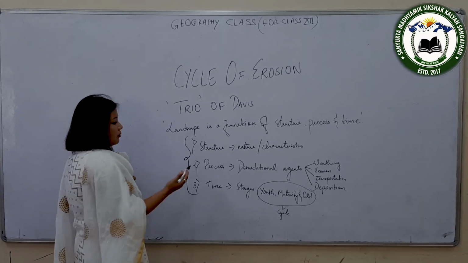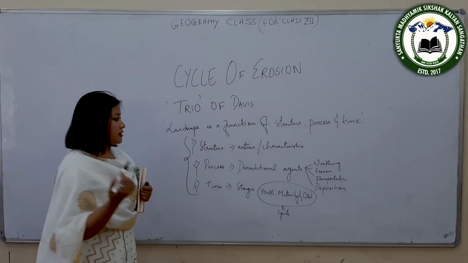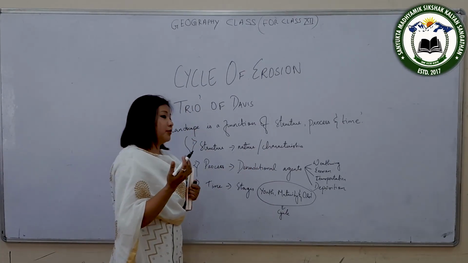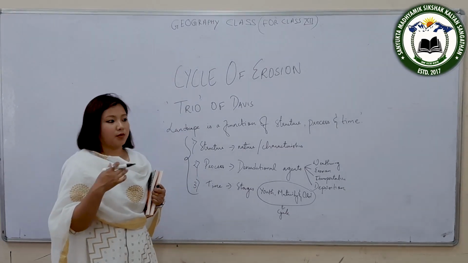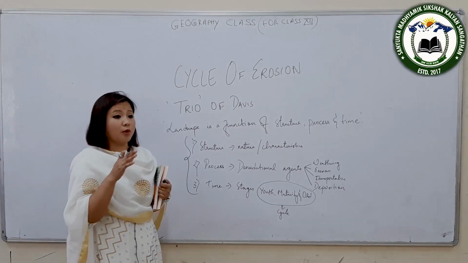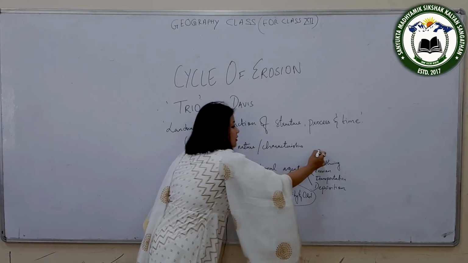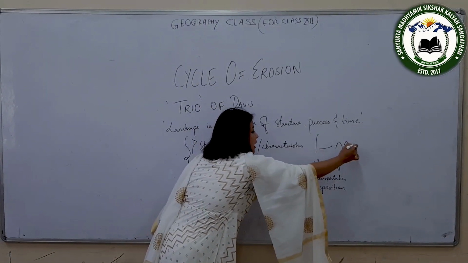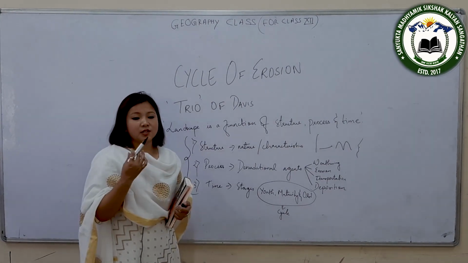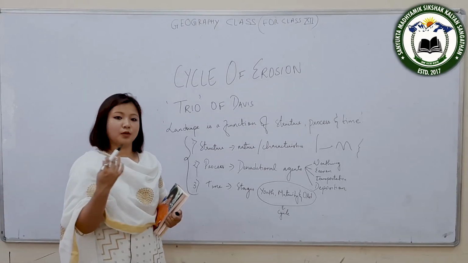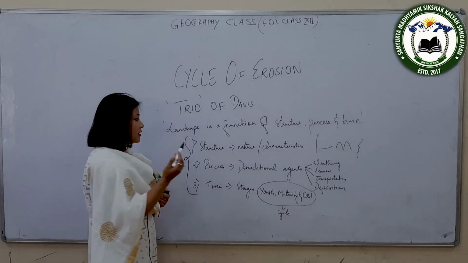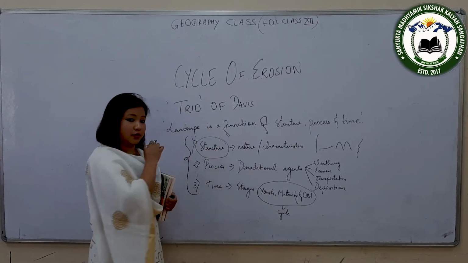Now, the structure incorporates the nature and characteristics of rocks or the rock materials. For example, whether the rocks are composed of igneous, sedimentary or metamorphic rocks, or whether the rocks are aligned as strike, as dip, as fold, as faults, etc. And also whether the rock materials are hard or soft or permeable, etc. So, all the nature and characteristics of rock materials come under the realm of structure.